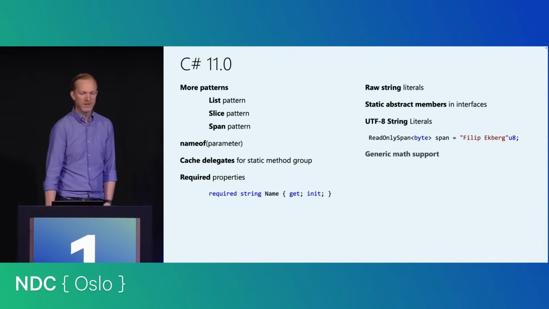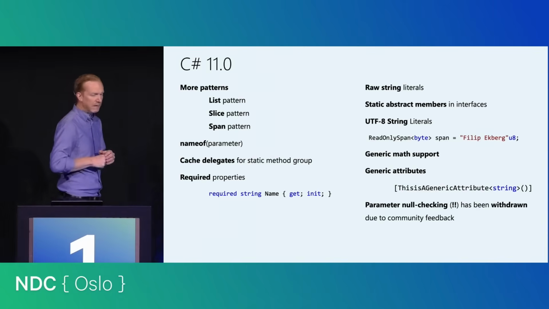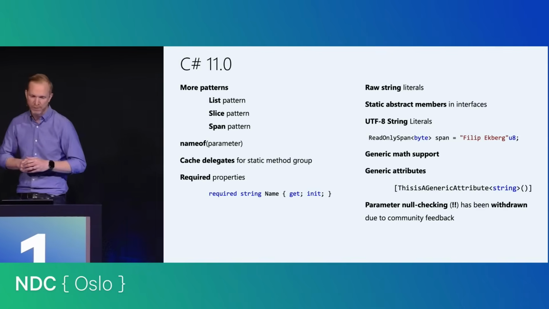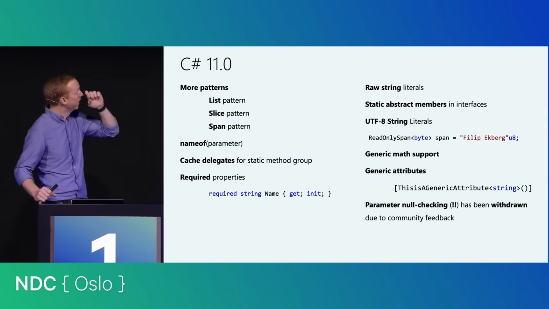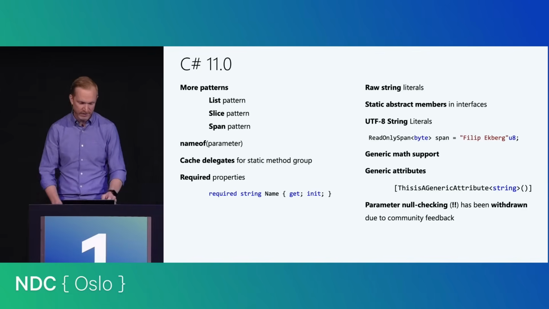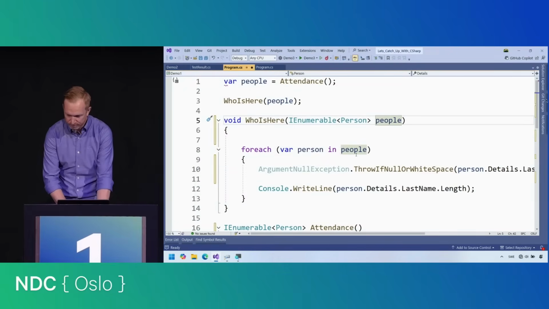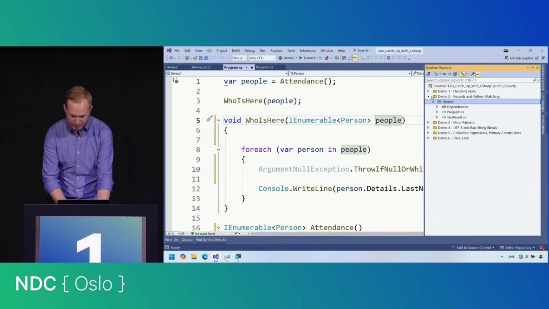So as you see here, C# 11 had quite a lot of interesting features added to it. I'd like to actually go back to Visual Studio again and talk a little bit more about the different patterns they introduced for lists, spans, and slicing, as well as the raw string literals. So let's do that. Let's go over here and check a little bit more patterns.